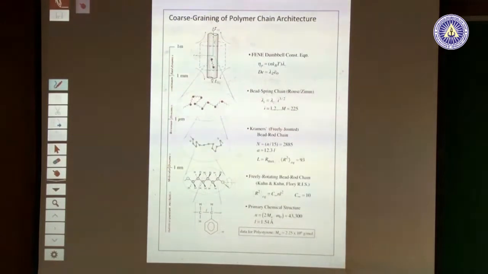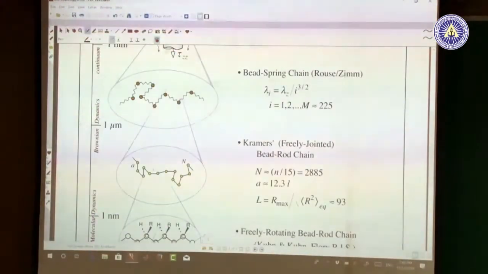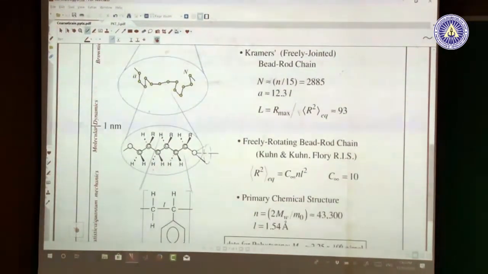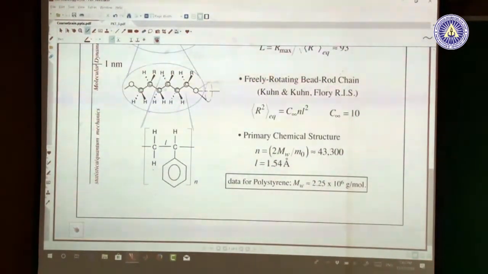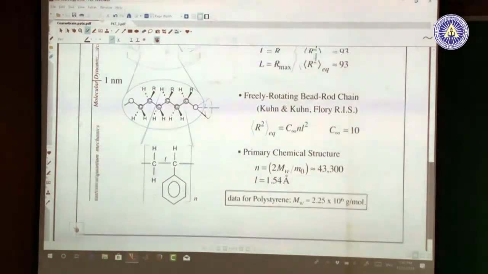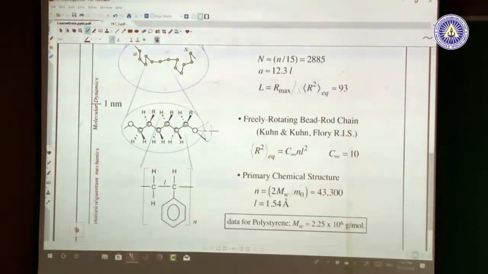And if you start at the bottom, can you see clearly? No? Maybe it may make sense if I do that. Is that better? Yeah. So they are considering polystyrene and doing this kind of coarse graining procedure that we've followed. So you can see in a polystyrene of a certain molecular weight, the number of monomers that they have identified, the bond length of each monomer, and what the end-to-end distance would be at equilibrium.